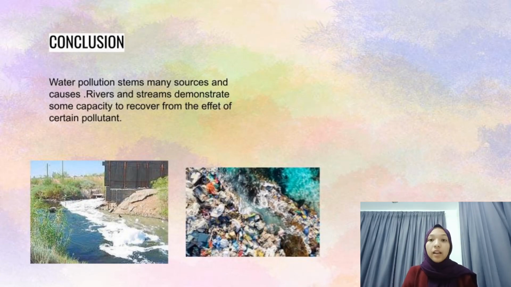And lastly, as for the conclusion, water pollution stems from many sources, and rivers and streams demonstrate some capacity to recover from the effect of certain pollutants. So there are many ways for us to reduce water pollution. As humans, we need to use these ways to reduce water pollution and make sure our environment becomes safe, refreshing, and better.